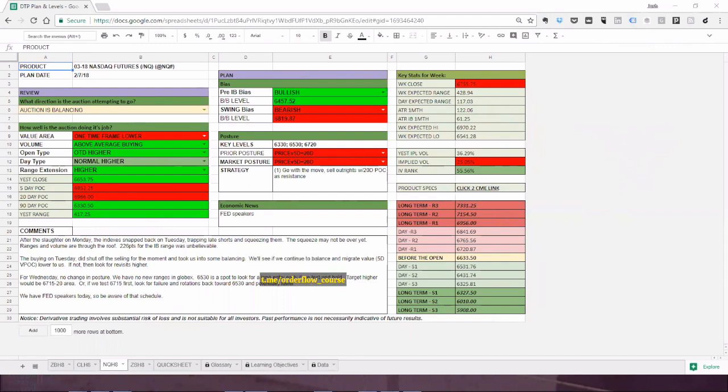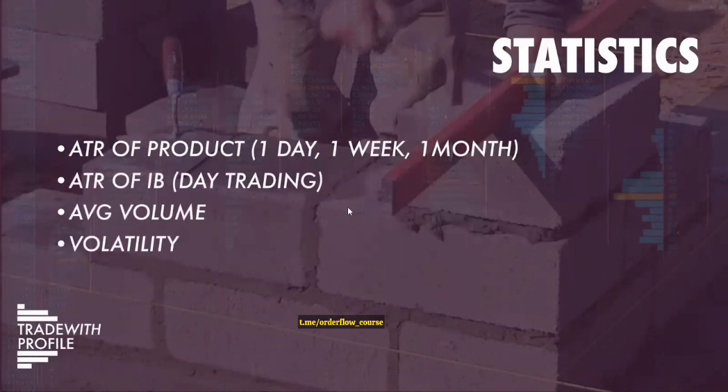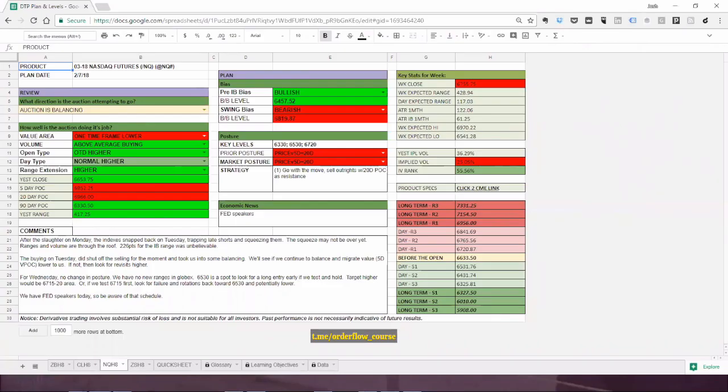Now, I also look at something that's an expected range that is generated off of the volatility. Also look at average volume. One of the things that I track every day was, hey, how was the volume for the day? Was it above average? Was it average?